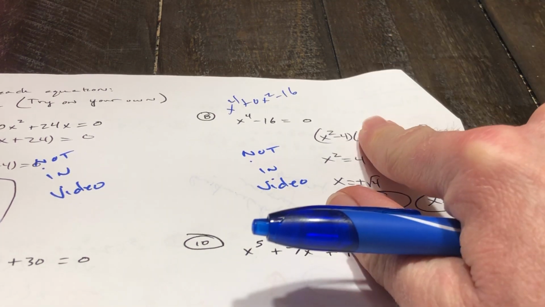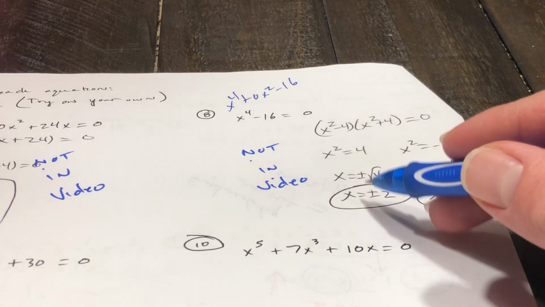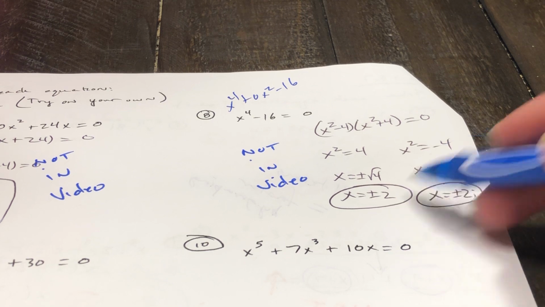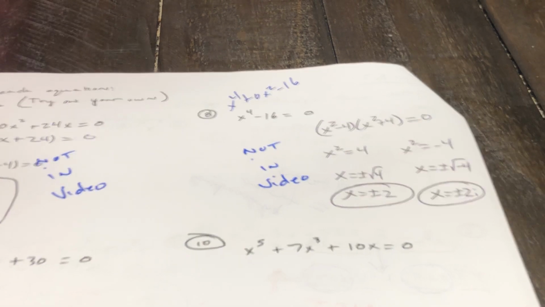So I've done that. I've just moved over the negative 4 and the 4. Take the square root of 4, plus or minus 2. Take the square root of negative 4, that's how I get plus or minus 2i. It's plus or minus i root 4, which is plus or minus 2i.